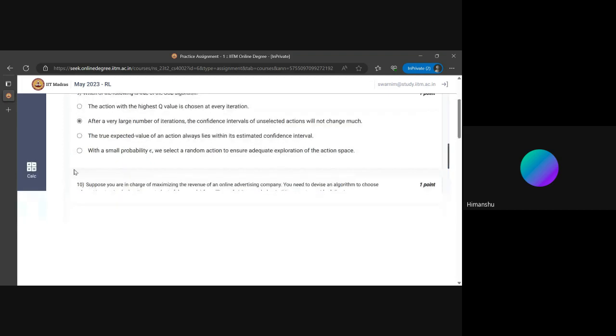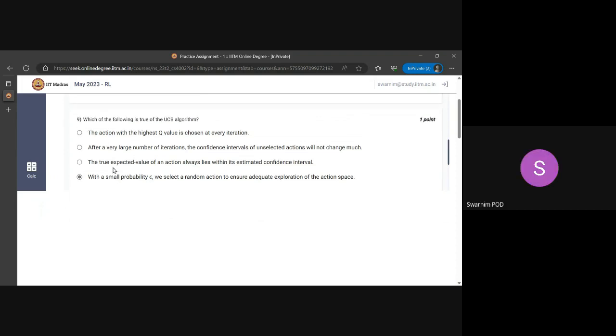Okay. And option number 4 is: with a small probability of epsilon, we select a random action to ensure adequate exploration of the action space. So this belongs to the epsilon greedy algorithm, not UCB. Oh, this is what I was referring to. Okay, I thought you were on the fourth. Okay, sorry if I was confused. Right.